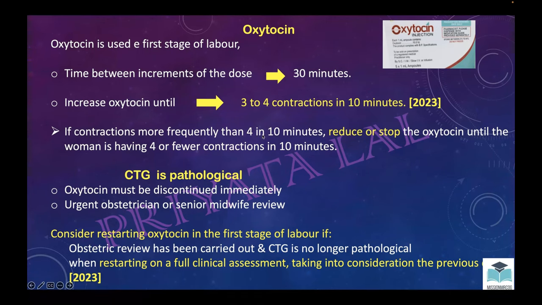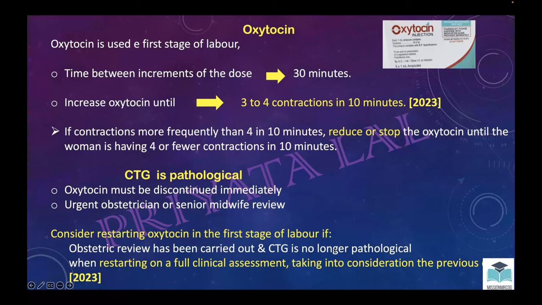Apart from this, if the patient is on oxytocin and the CTG becomes pathological, oxytocin has to be stopped or discontinued immediately and reviewed by the senior obstetrician. But if the CTG has become normal, then you will review the patient again, and restarting of oxytocin can be done in the first stage of labor. So it is important to understand all this, whatever is written in the slide, because you can get a lot of questions from here. They may say that the patient was on oxytocin but it was discontinued because the CTG became pathological, and now the CTG is fine. Your answer would be redoing the full clinical assessment and restarting the oxytocin. So understanding of this is very important.